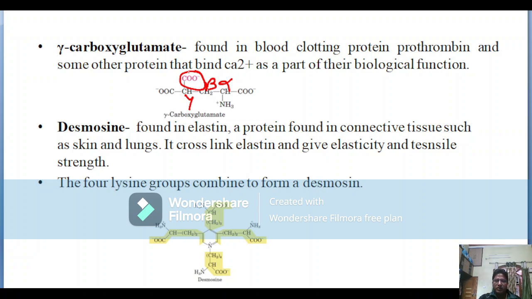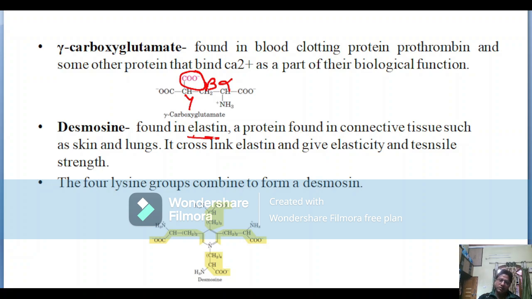Another amino acid is found in elastin. There is a specific amino acid called desmosine, which is formed by the combination of 4 lysine amino acids. Desmosine is found in the elastin protein. This protein is found in connective tissues such as skin and lungs, and the cross-linking by desmosine in elastin provides elasticity and tensile strength to this protein. This specific structure of desmosine is found specifically in the elastin protein.